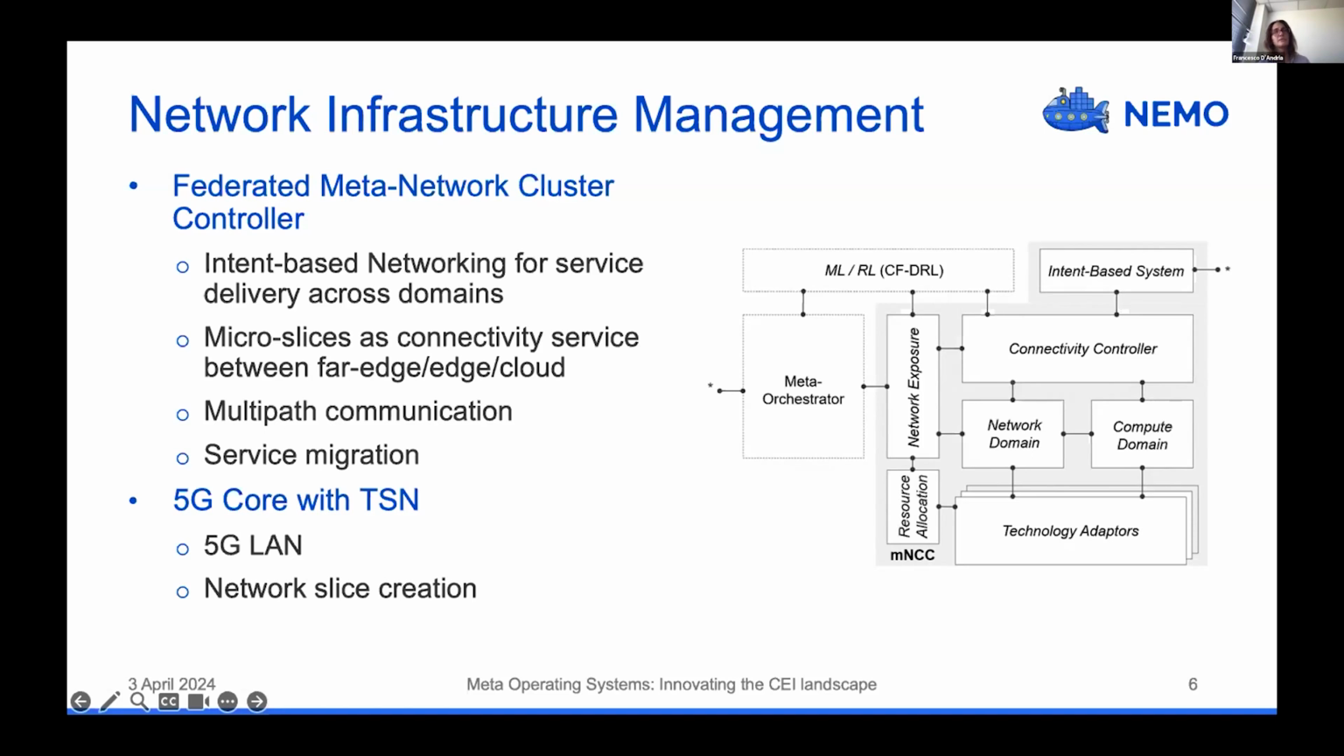The next major component in this layer is the one that I mentioned before, around the 5G core. It is a prototype right now and integrates TSN that allows the creation of 5G LAN following the 3GPP specifications, and also allowed for network slice creation for isolating different applications based again on user-defined intents.